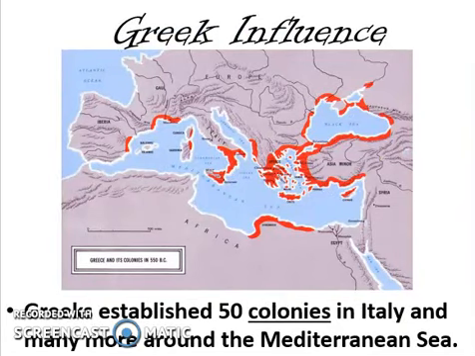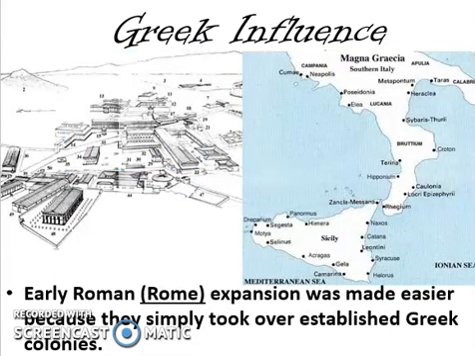Greeks established 50 colonies in Italy and many more around the Mediterranean Sea. Colonies we've already talked about. There wasn't a whole lot of land in Greece to farm on, so that was part of the reason that they created colonies, which are just regions outside of mainland Greece. And Greece is actually going to have a huge influence on the beginnings of Rome. They're going to influence in a couple of different ways, and we're going to talk about those ways.